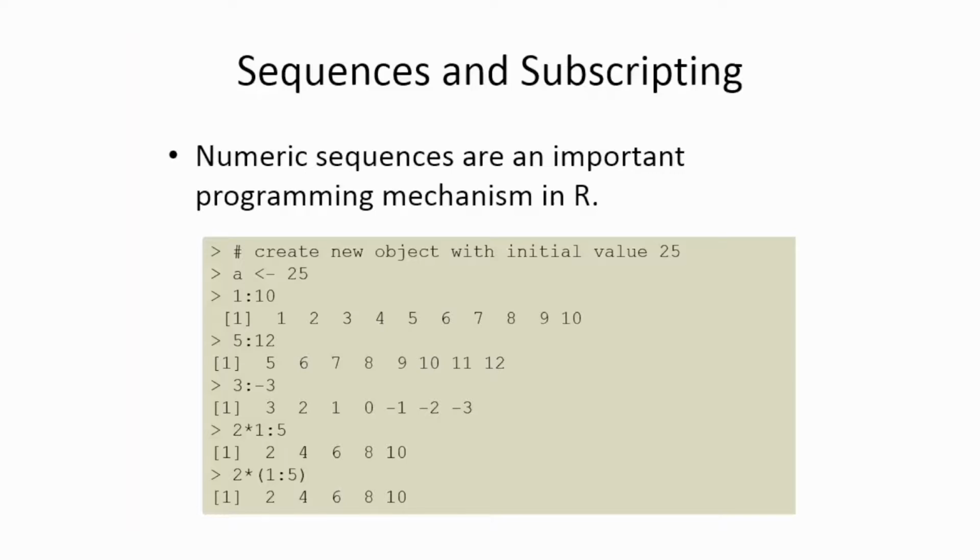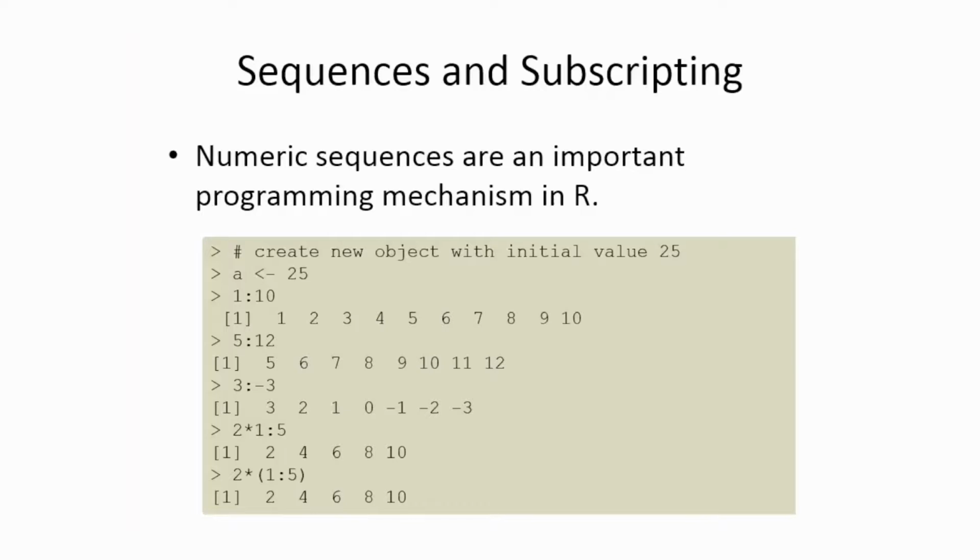Here's an example where we create a single variable, first of all, with an initial value of 25, and then to create an actual vector, all you have to say is lower bound colon upper bound. So 1:10 gives you a sequence of values from 1 to 10. 5:12 would give you a sequence of values from 5 to 12. You can also go backwards from 3 to minus 3. So 3:-3 would give you a sequence from positive 3 down to minus 3. And of course, 0 is one of the values in that sequence.